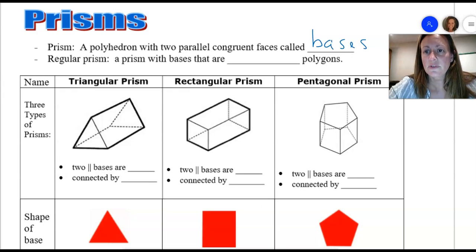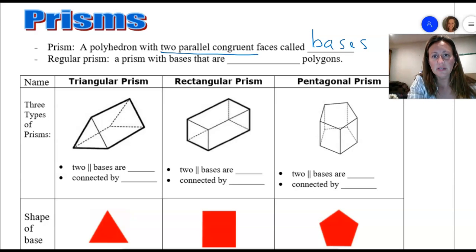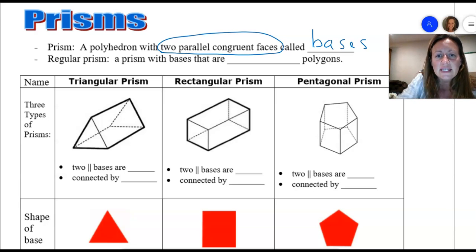Now let's not skip over that right here, 2 parallel congruent faces. There's a lot to unpack there. Each of these examples of a prism, we need to pick out the 2 faces that are parallel to each other and congruent to each other to verify that these are prisms and what kind of prisms they are, because actually prisms are named for their bases.